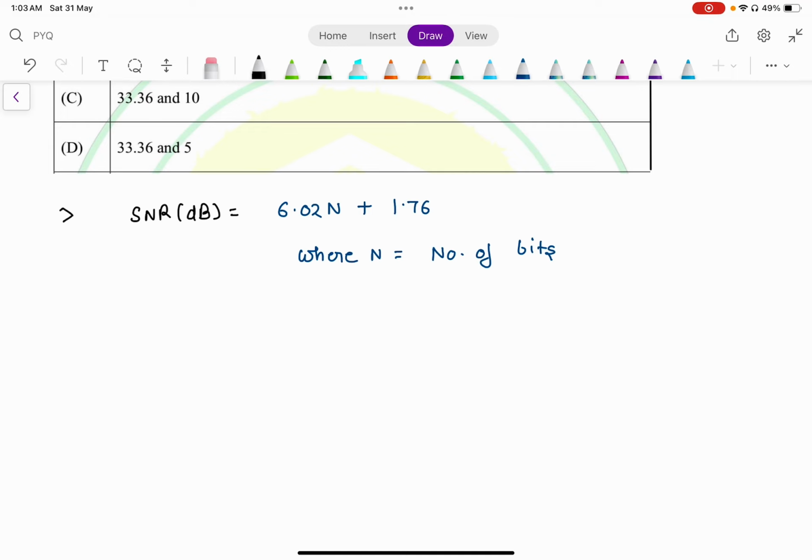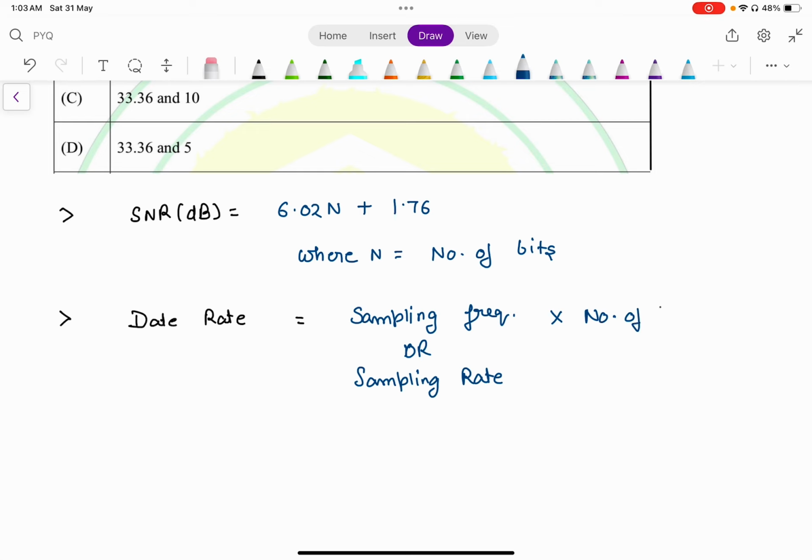and the second important formula is data rate, which is equal to sampling frequency, also known as sampling rate, multiplied by the number of bits per sample.